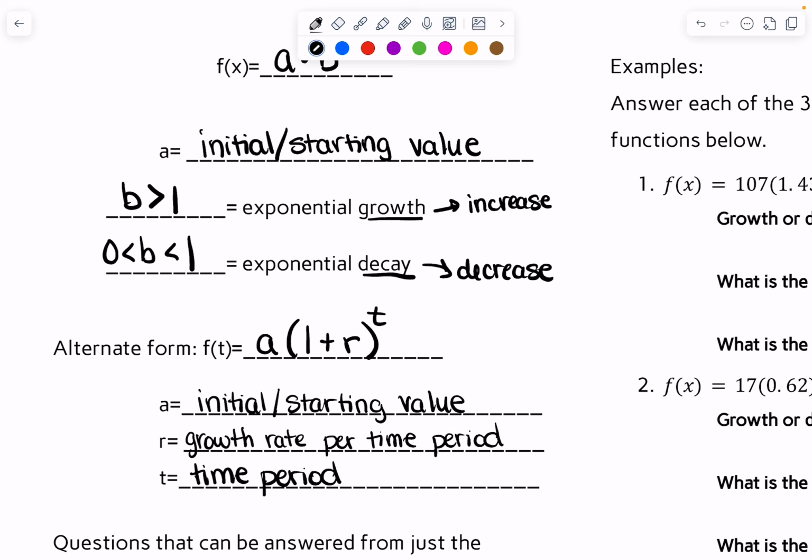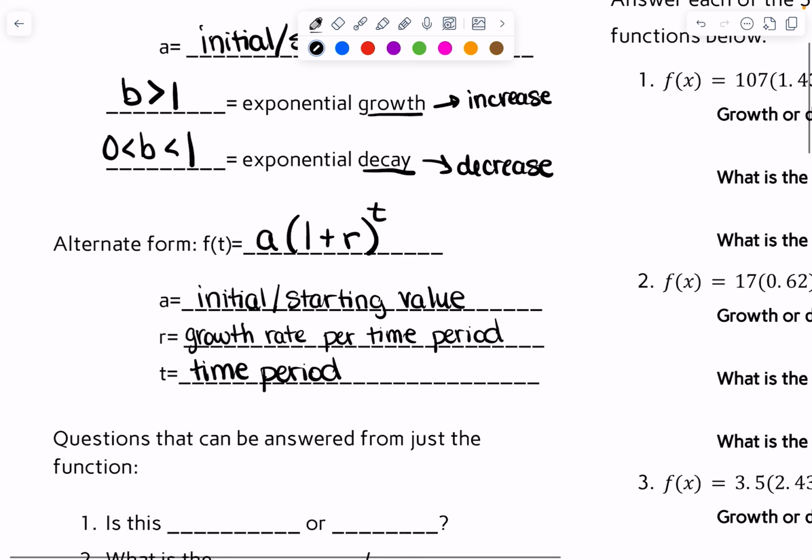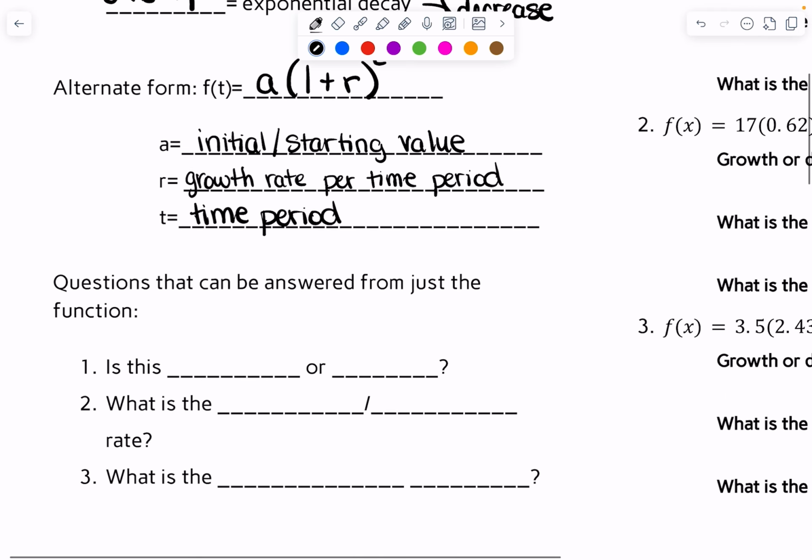Now, as we're looking at either of these formats, either f of x equals a times b to the x, or f of t equals a times 1 plus r to the t power, we're going to ask and answer three questions from the equation itself. The first question is, when we look at an equation, is this an example of exponential growth or decay?